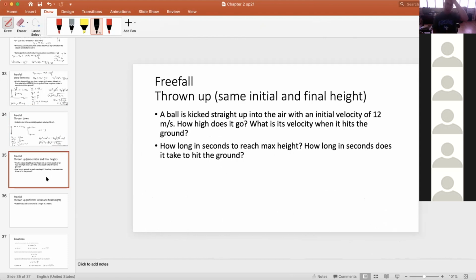All right. So if we kick a soccer ball, if you've ever done this, it's a little weird, but go to kick a soccer ball and it shoots straight up in the air. We kick it with an initial velocity of 12 meters per second. It should say in the positive y direction, but we're in one-dimensional motion, so we're assuming it goes straight up. How high does it go, and what is the velocity when it hits the ground?